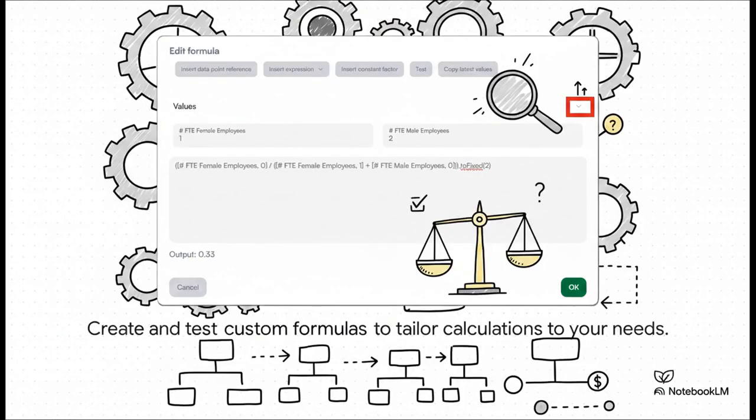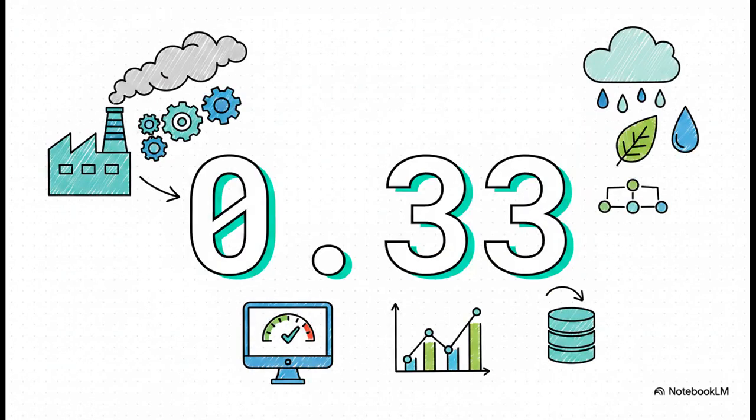But what if you need something more specific to your business? No problem. You can just build your own custom formulas. This formula editor lets you pull in different data points, add constants, and create calculations that are perfectly tailored to what you need. And the best part? You can test the formula right there with sample data to make sure it's giving you the right answer before you save it. And boom, there's our result. The system just runs the test and spits out the answer instantly. This makes building and validating even your most complex calculations incredibly fast and, more importantly, reliable. It just eliminates that risk of human error.